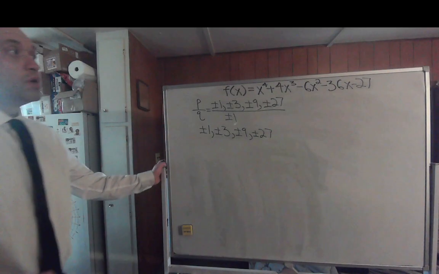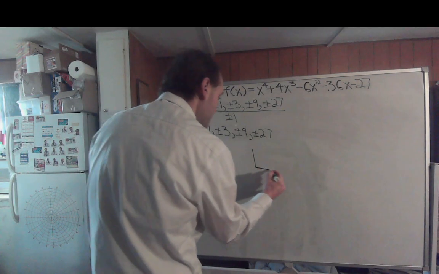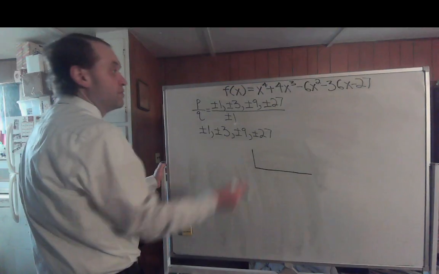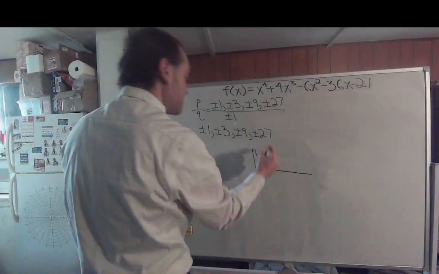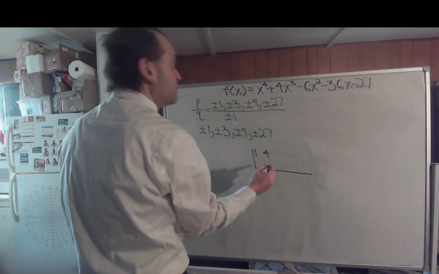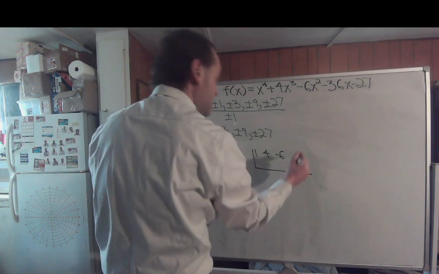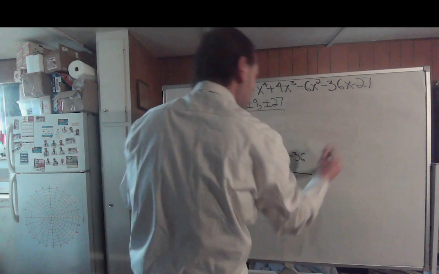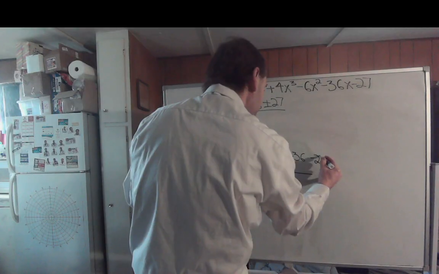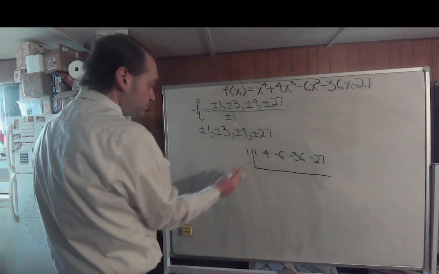All right, so we're back at this again with the synthetic division with our rational zeros. So the coefficient on x to the fourth is 1, coefficient on x to the third is 4, coefficient on x squared is negative 6, coefficient on x to the first is negative 36, then your constant term is negative 27. All right, well, let's try 1.